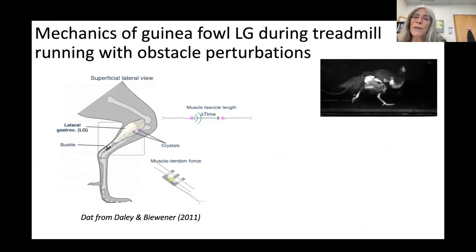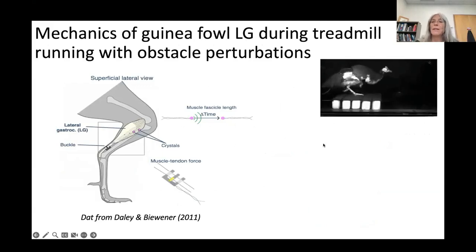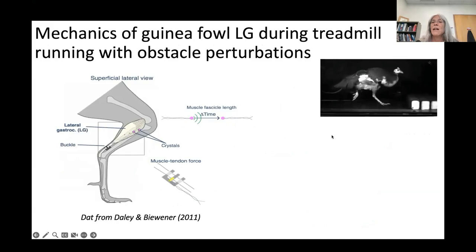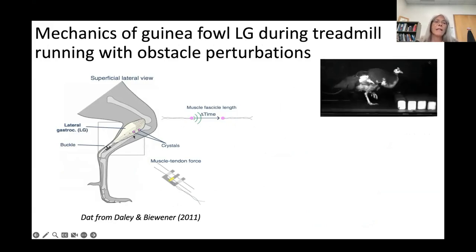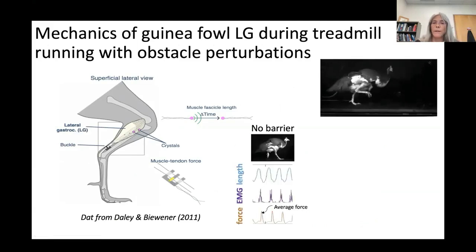And so the first example I want to briefly tell you about is the guinea fowl lateral gastrocnemius muscles during running on a treadmill over these obstacles. These data are from Daley and Biewener 2011. So Monica instrumented the lateral gastrocnemius of guinea fowl. The fascicle lengths are measured using sonomicrometry crystals, the muscle forces are estimated using a tendon buckle, and there's also an EMG signal from the muscles as the birds are running on the treadmill.